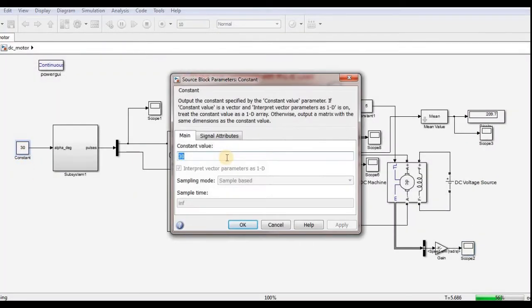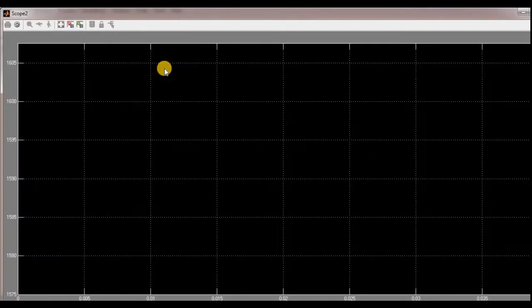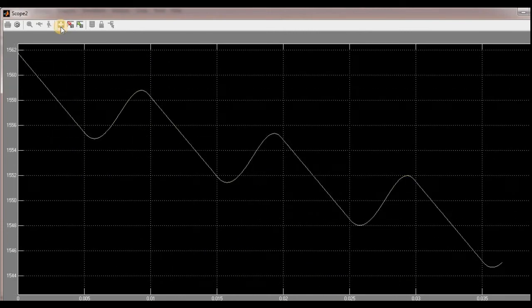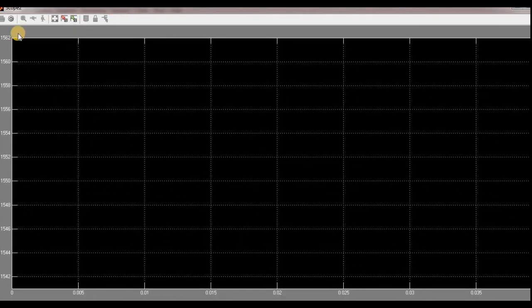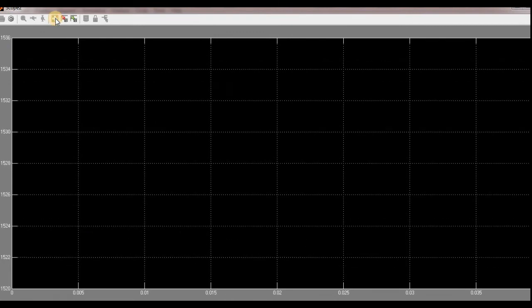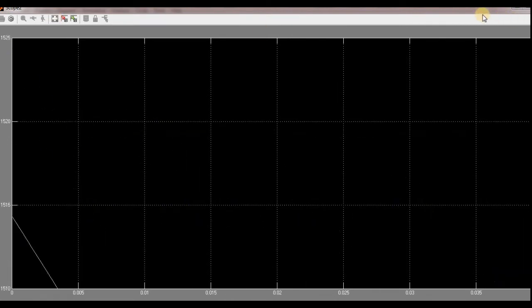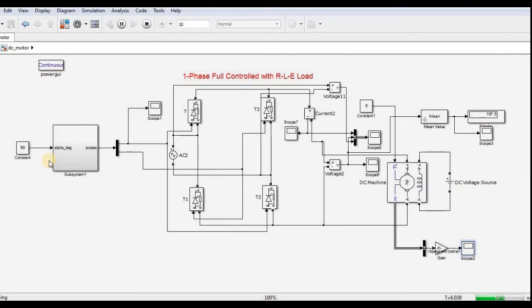for 30 degrees, and for 90 degrees, see the speed. For 90 degrees my speed is reducing. It is nearly maybe 1200 or 1300. It will take some time. So whenever the angle is increasing, my speed is reducing.